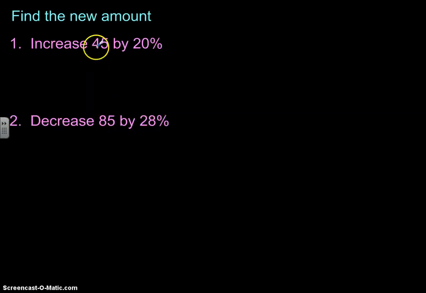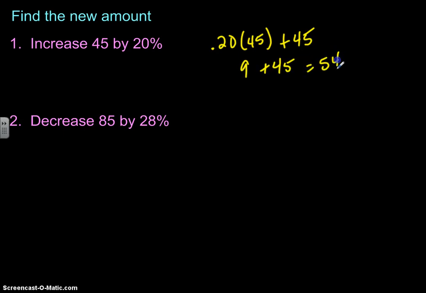Find the new amount. Well, I'm going to increase 45 by 20%. It's the same thought. I've got to find the amount of increase and then add it to 45. Well, the amount of increase is found by multiplying the percent by the number. Then I'm going to add it to 45. Okay, so 0.2 times 45 equals 9. That's 9 plus 45 equals 54.